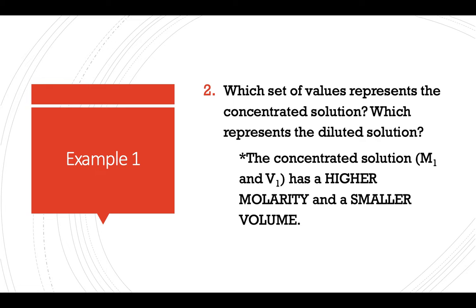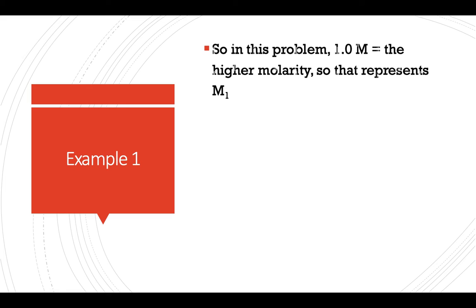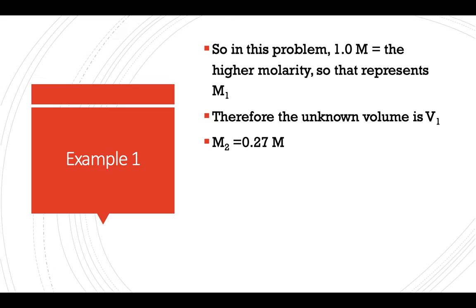And the smaller volume is going to be V1 because remember we add solvent to the solution to get V2. So V1 is going to be the smaller volume and M1 is going to be the higher molarity. So then if I look at those values, 1 molar was the higher molarity, so that's going to be my initial molarity. And the unknown volume that went with that value is going to be V1. M2, that new molarity that was created after dilution, was 0.27 molar, and the volume after dilution was 100 milliliters.